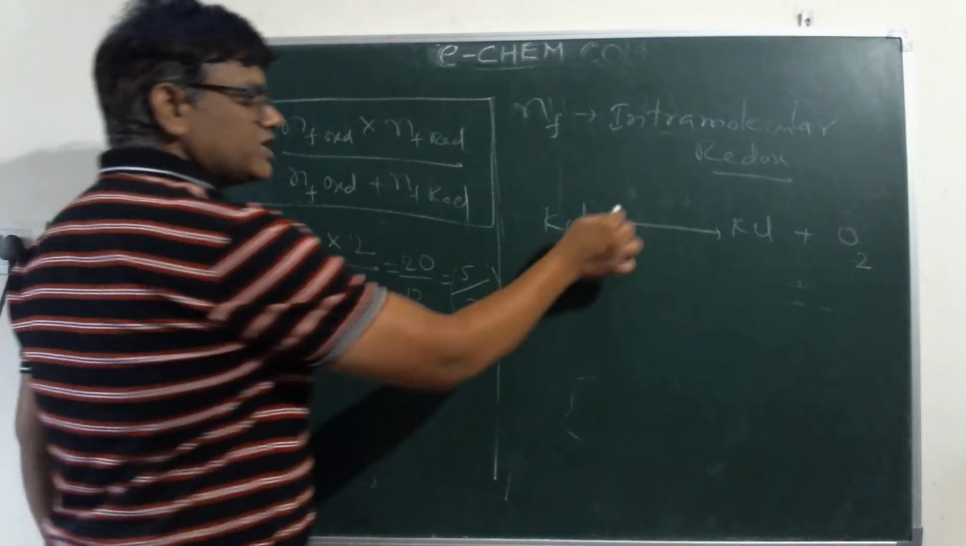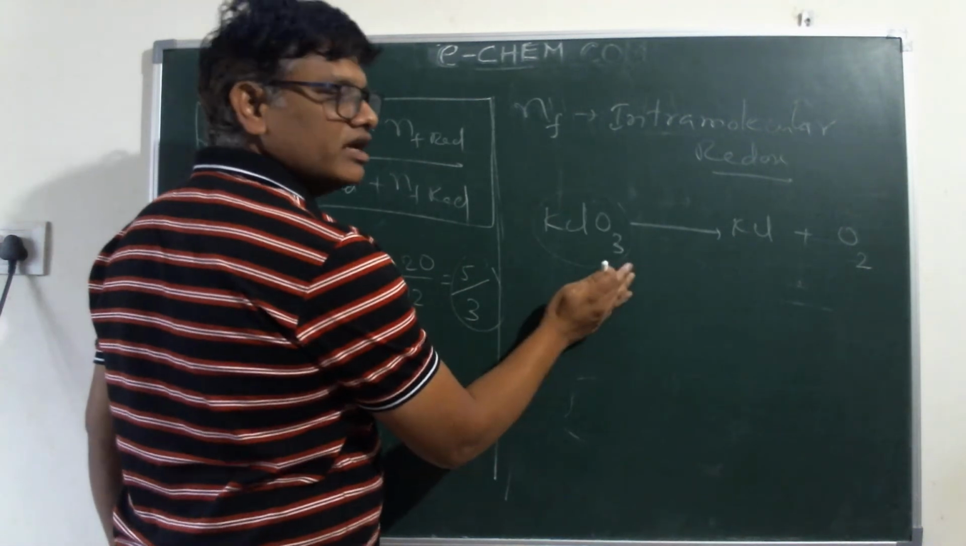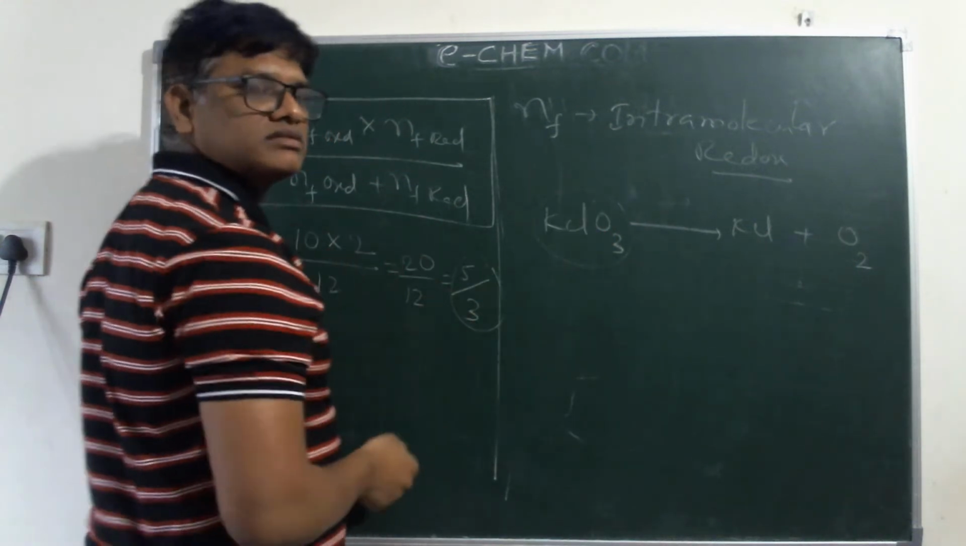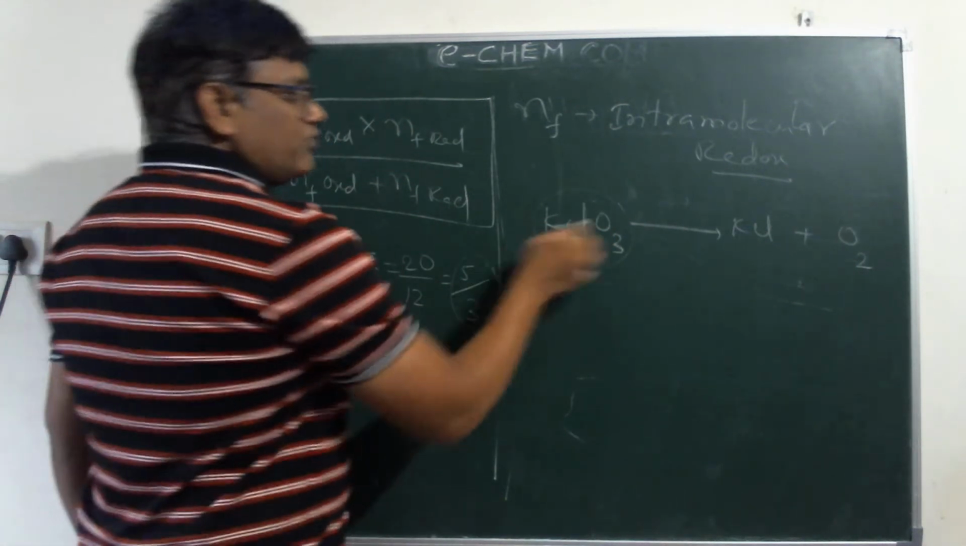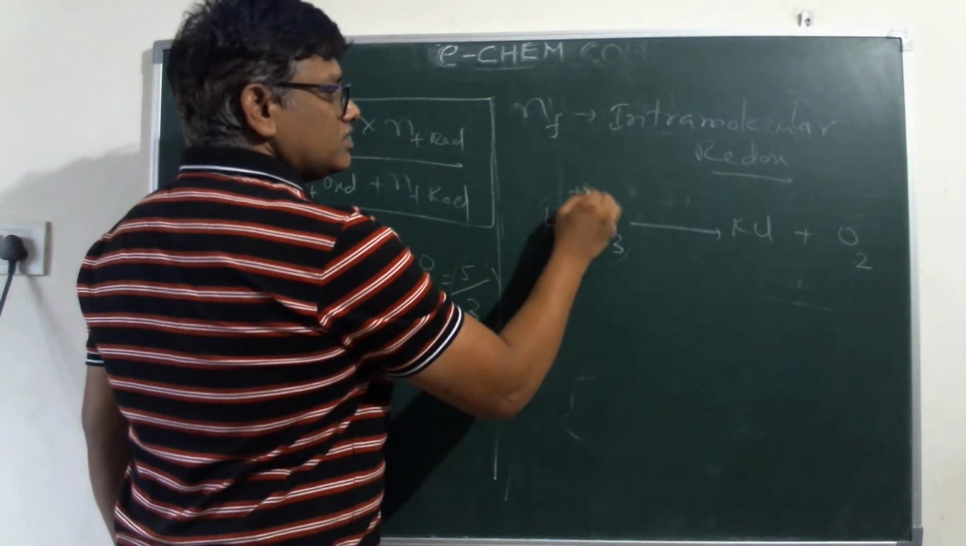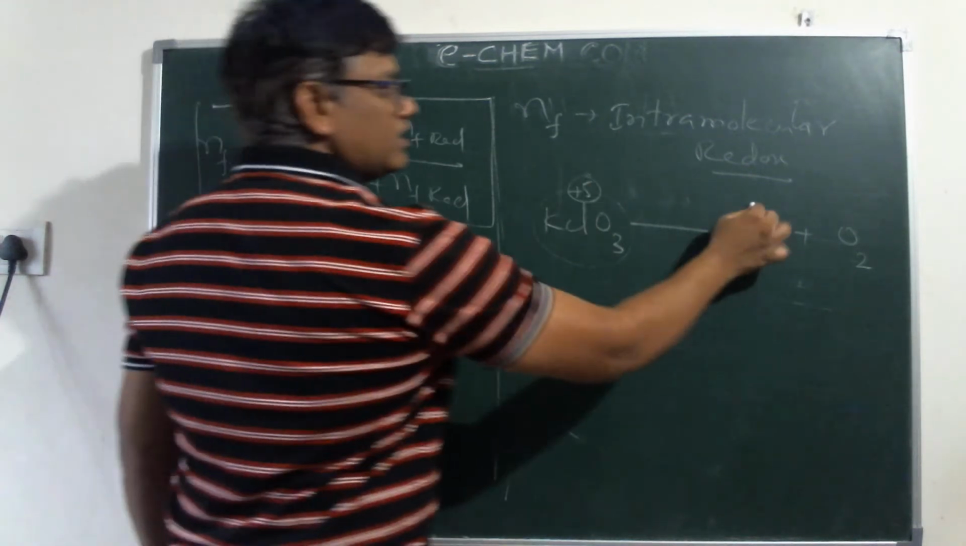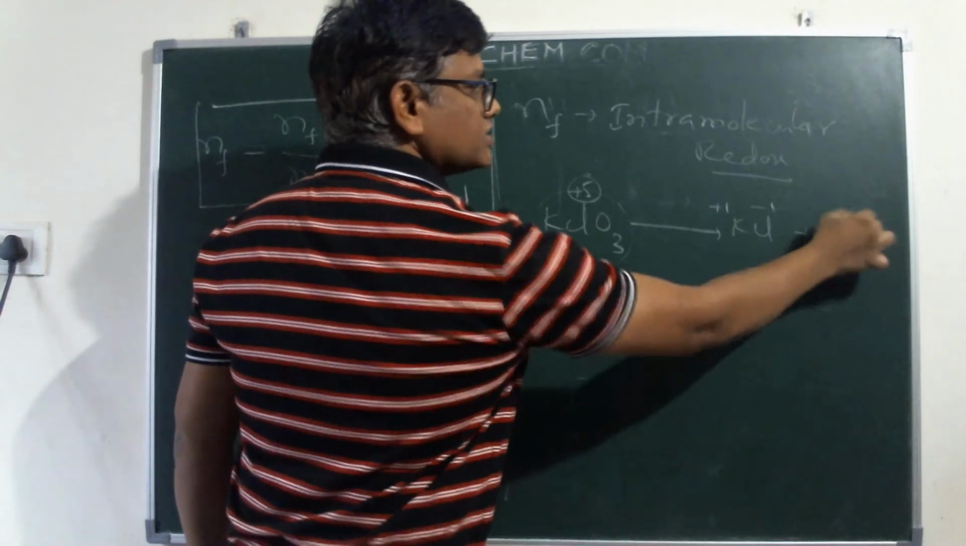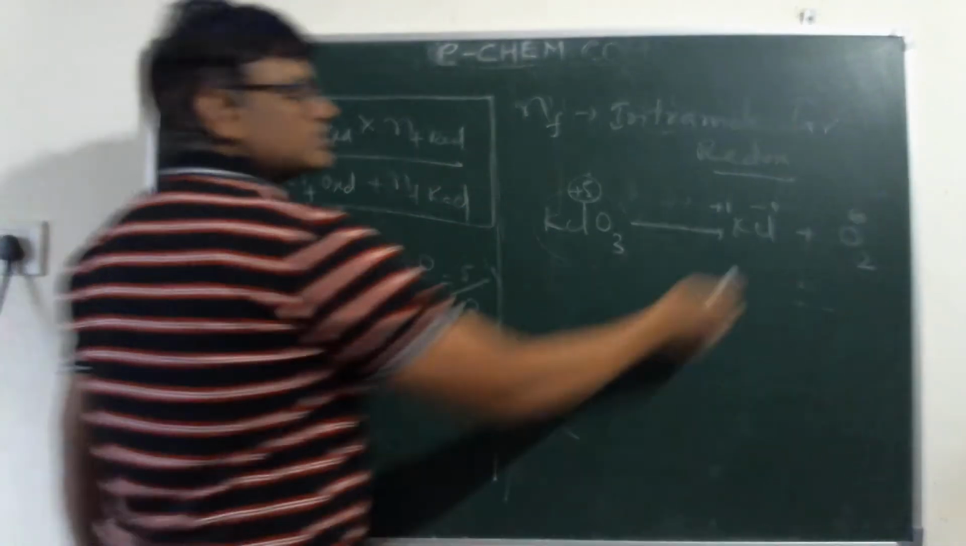So from the same compound, two different elements are undergoing oxidation and reduction. That we can call intramolecular redox. If you calculate the oxidation state of the chlorine, here it is +5. Here it becomes -1. Why? Because potassium is +1. The elemental form of oxygen is taken as 0, the oxidation state over here.